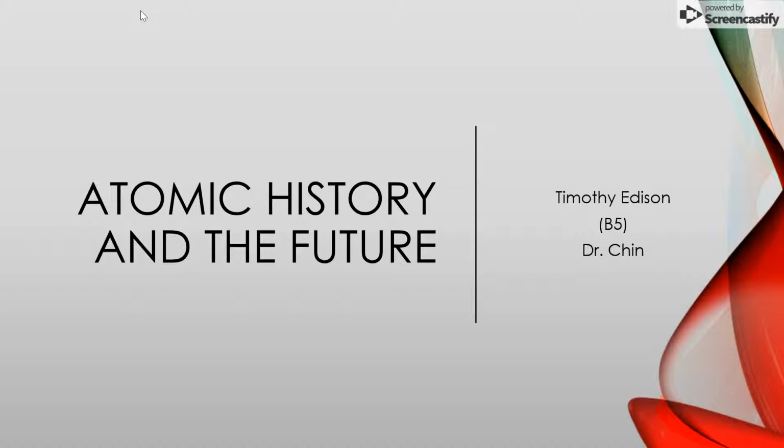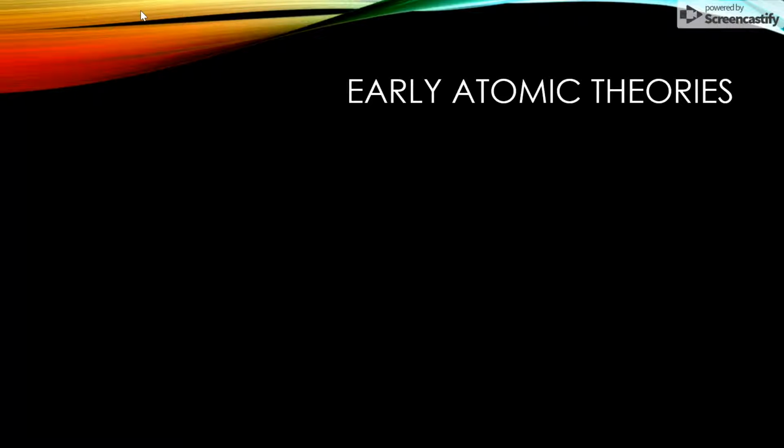Alright, so today we're going to be covering early atomic theories, classic experiments, and future applications of atomic history. The first atomic theory was developed by Aristotle, who broke all matter into 5 elements: earth, air, water, fire, and ether. Ether is essentially what stars are made up of.